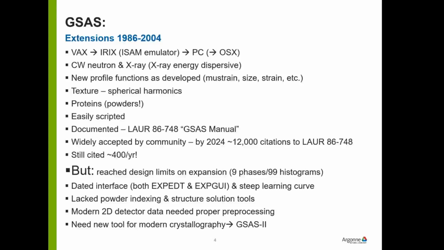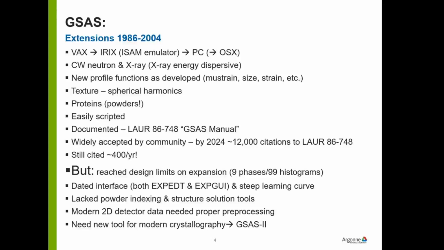But there were limits. It was strictly limited to 9 phases and 99 histograms. And that was because of the construction of the keys in that ISAM file. There just wasn't enough room to get anything bigger than that. The interface was dated.